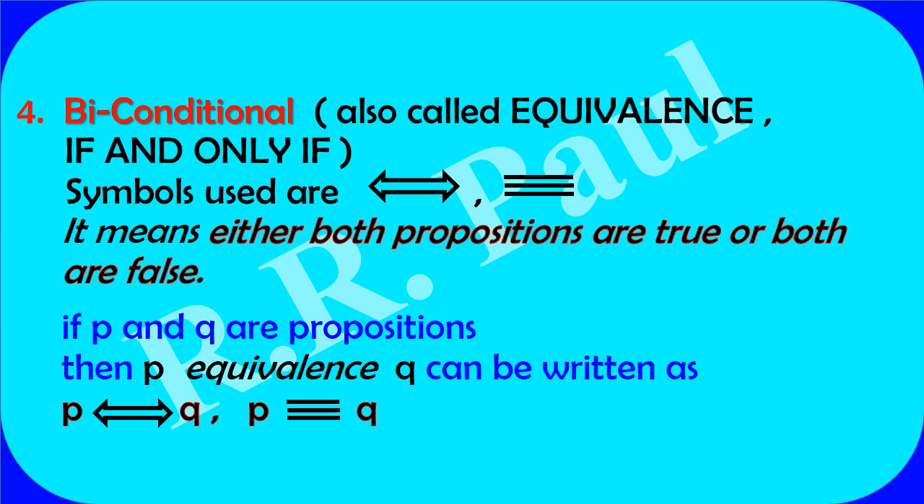The fourth one is biconditional, which is also termed as equivalence or if and only if. The symbols are given here. Only two symbols are there, a double-headed arrow and three parallel lines. And it means that either both the propositions are true or both are false. It means that if P and Q are propositions, then P equivalence Q can be written as shown on the screen. Please check it out.